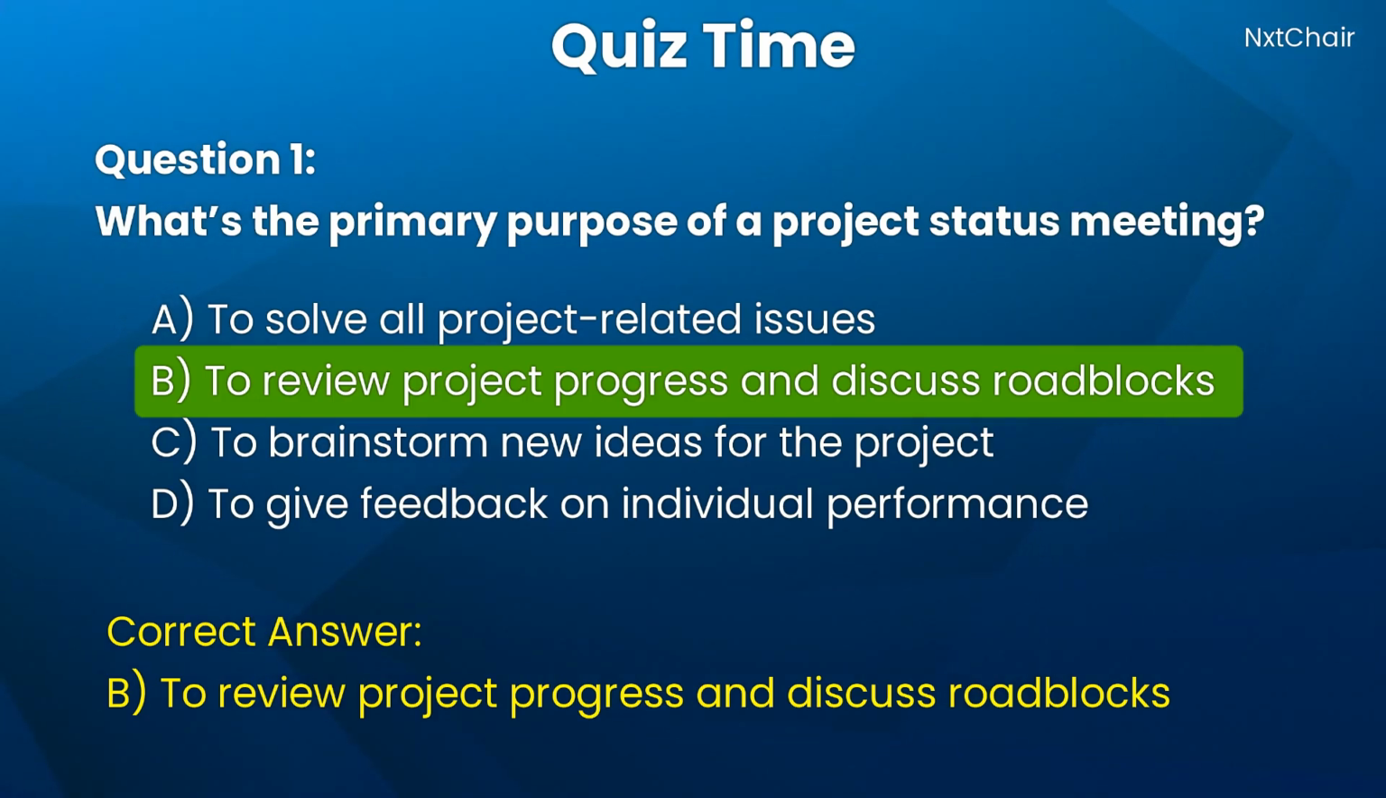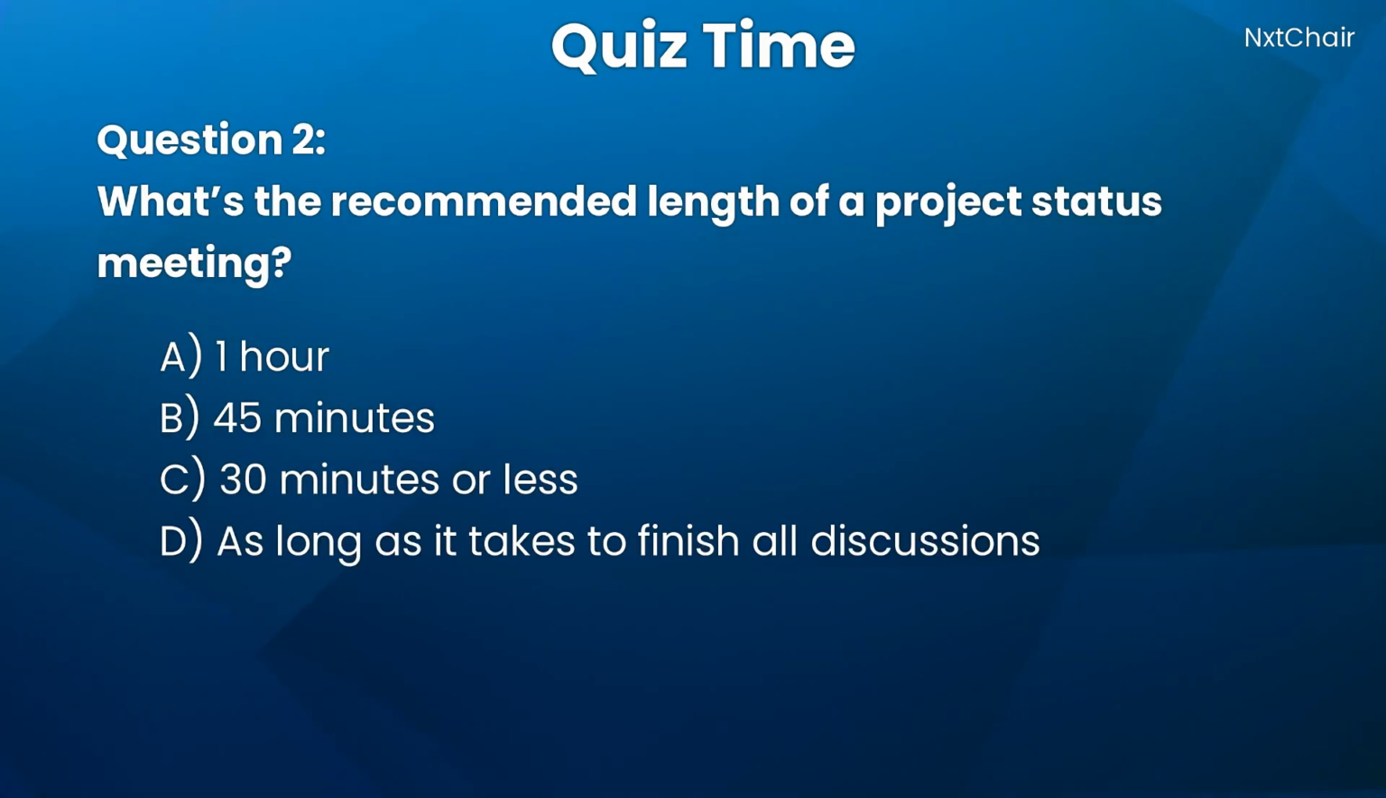Correct answer: B. To review project progress and discuss roadblocks. Question 2. What's the recommended length of a project status meeting? A. 1 hour. B. 45 minutes. C. 30 minutes or less. D. As long as it takes to finish all discussions.